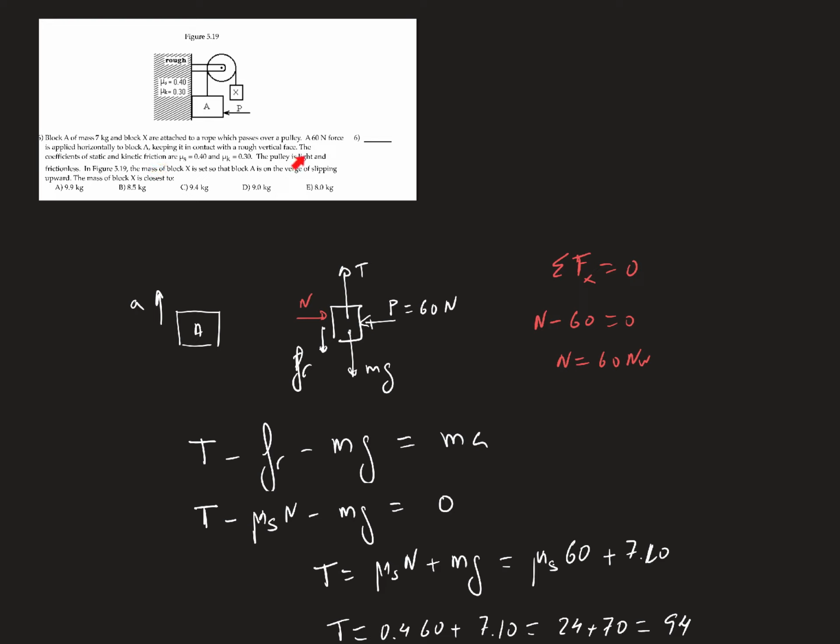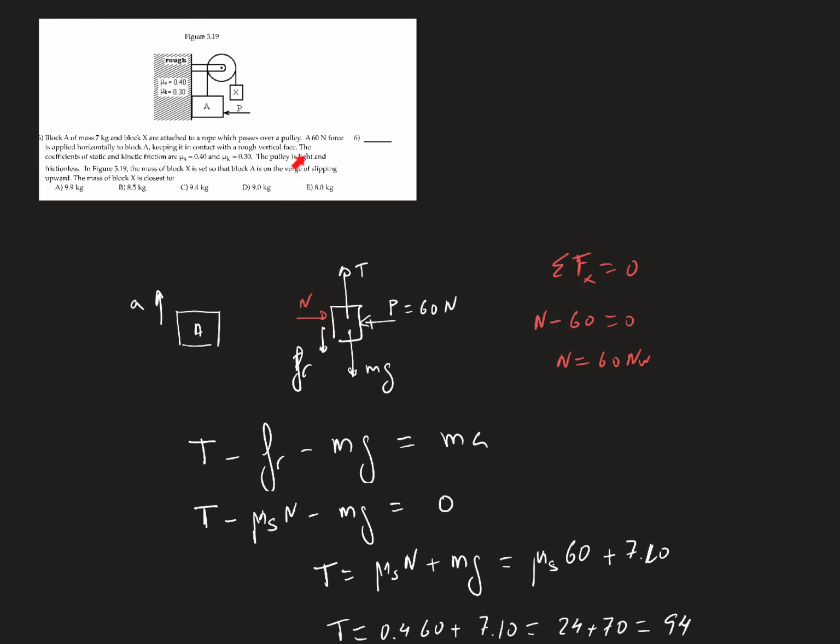The mass of the block X is set so that the block A is on the verge of slipping upward. Let me read it again, maybe I made a mistake here. It is on the verge of slipping upward. So on the verge means that it didn't slip yet, right? Okay, let's go find the solution to this problem.